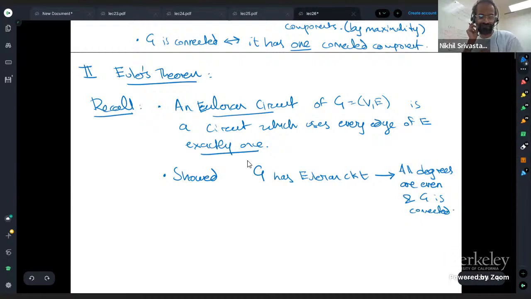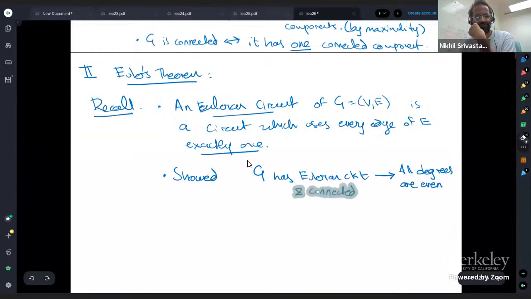I mean, the connected part is kind of easy, right? If there's an Eulerian circuit, then just by following the circuit, you can go from anywhere to anywhere. Or actually, sorry, there's this annoying thing that you could add an isolated vertex. So let's just assume the graph is connected. Well, you don't actually even need connected. Okay, this is what we showed. If a graph has an Eulerian circuit, then all the degrees have to be even.